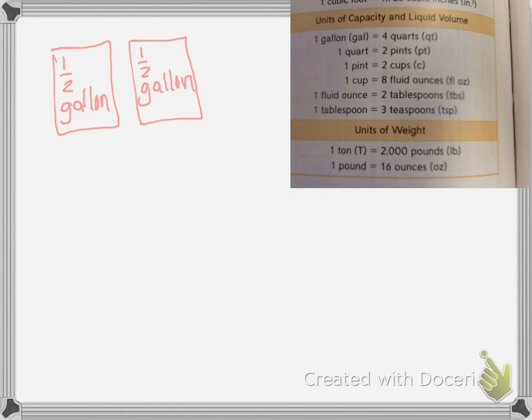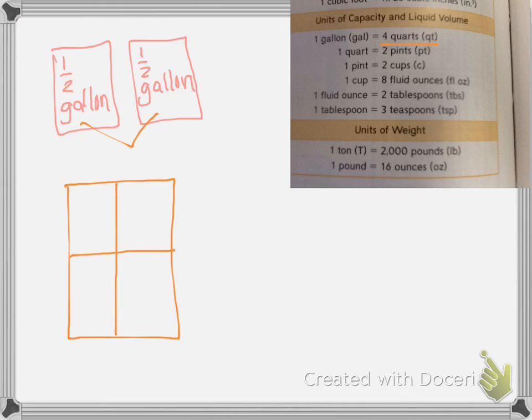Number 1 says Noelle bought 2 1/2-gallon cartons of lemonade for her lemonade stand. How many ounces of lemonade did she buy? So we have 1/2 gallon plus 1/2 gallon. We know that equals 1 full gallon. So if you look here, 1 gallon equals 4 quarts. So let's divide it into 4 quarts.